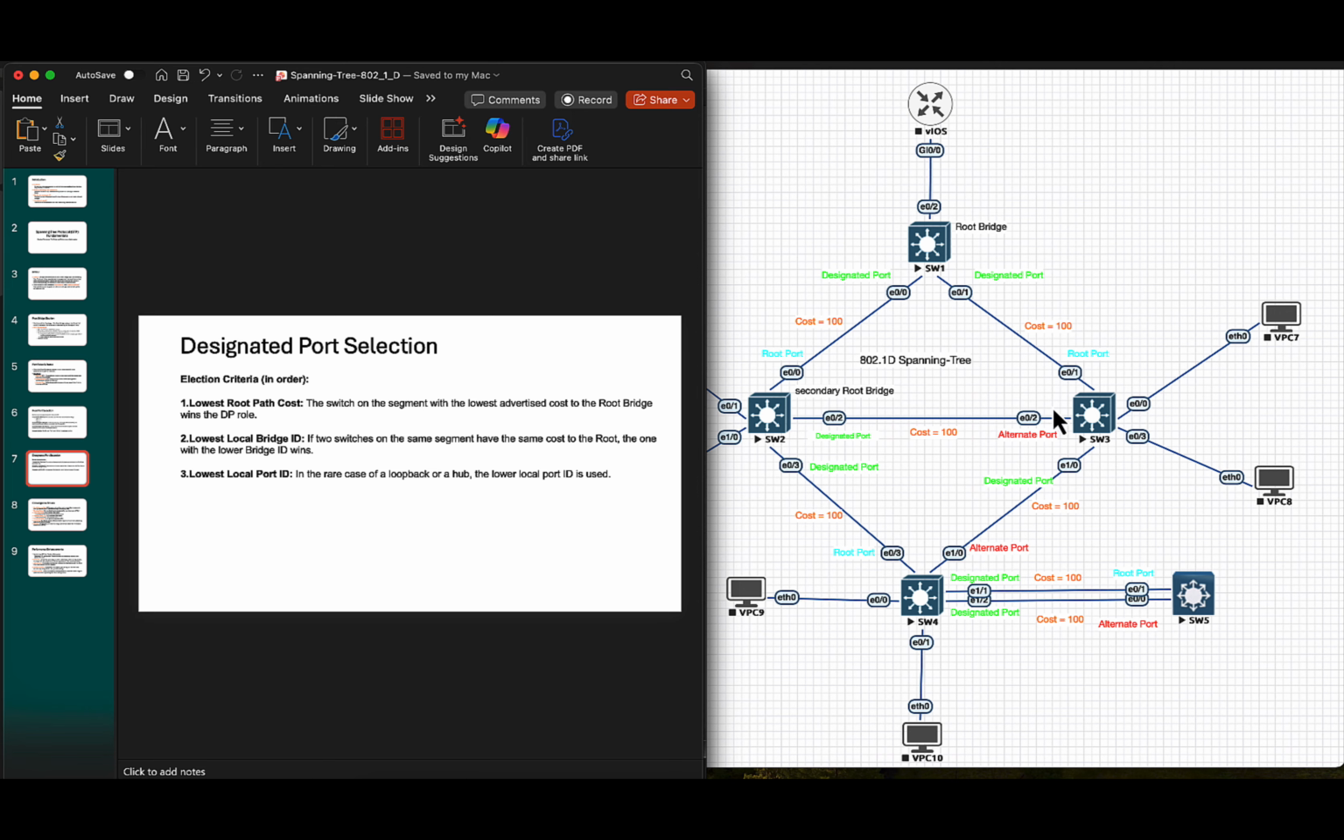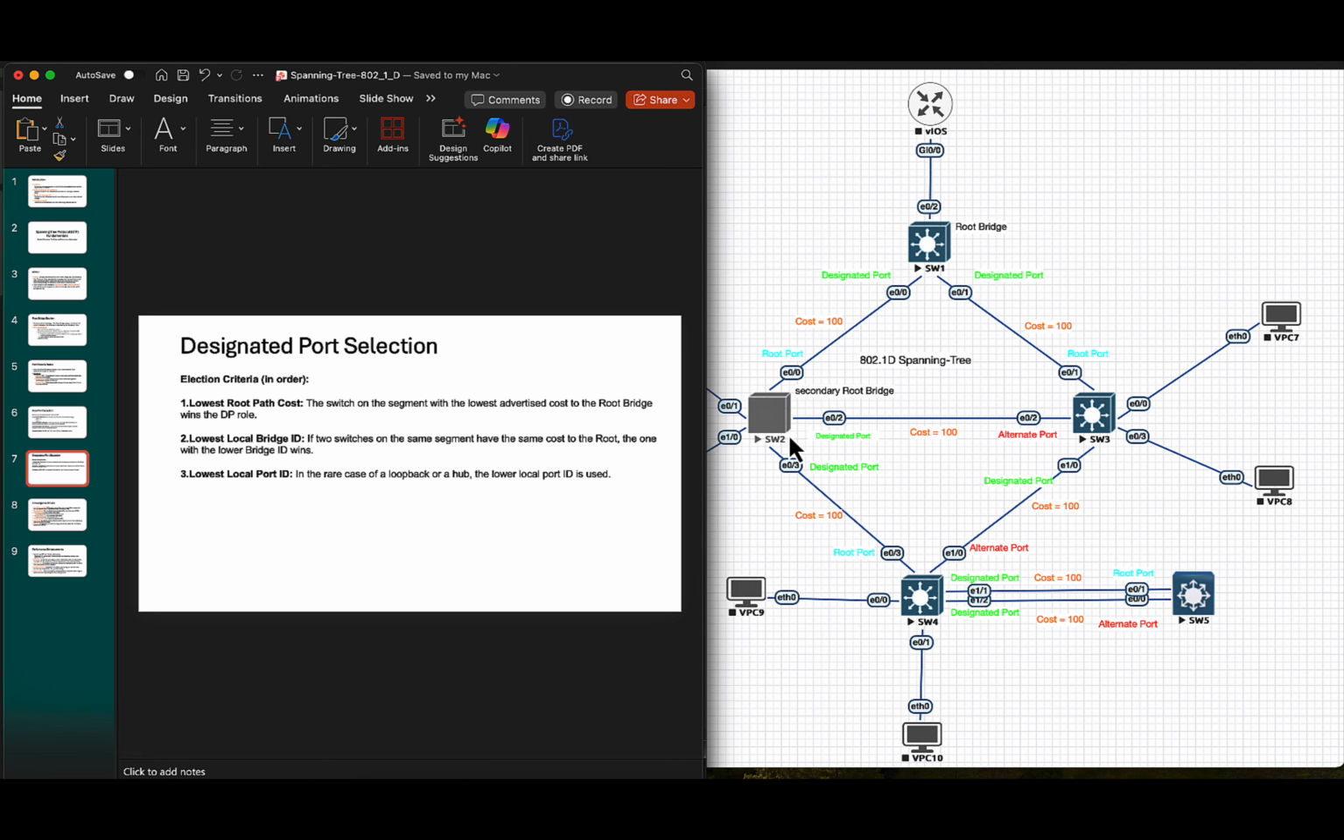All right, so if we look at the criteria, the two switches are going to use the first criteria, which is the path cost. Lower path cost wins, right? And if you look at this one, the cost is equal, whether switch 2 uses this link or switch 3 uses its own link. So 200 is equal. So the path cost doesn't apply here.